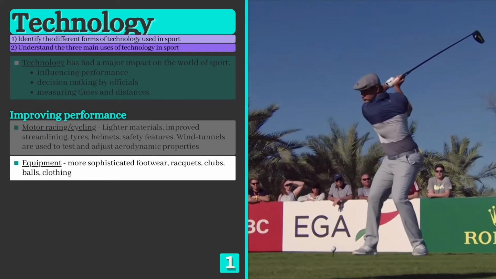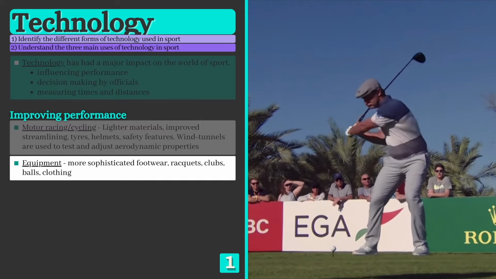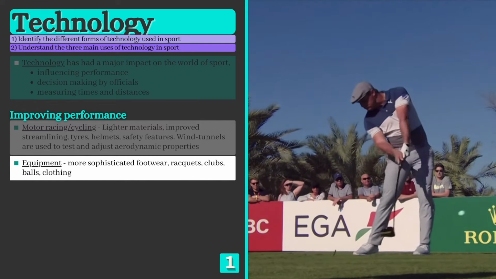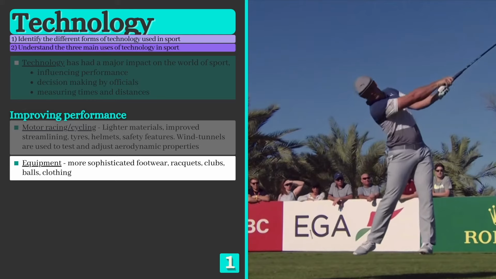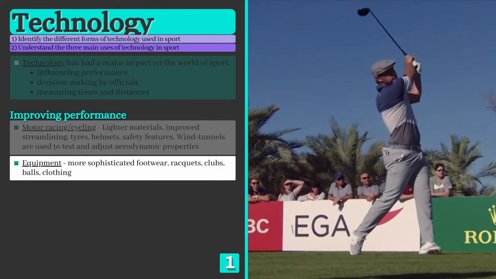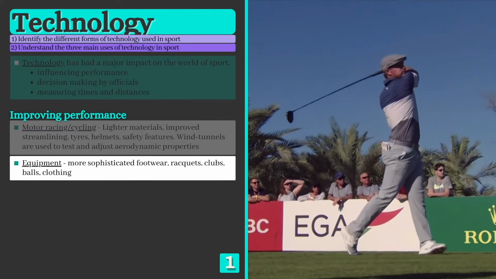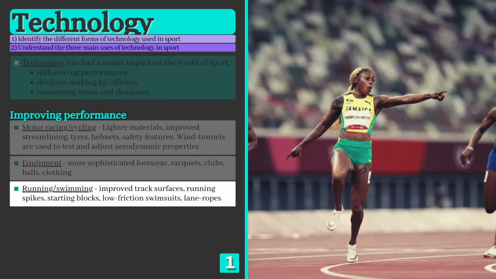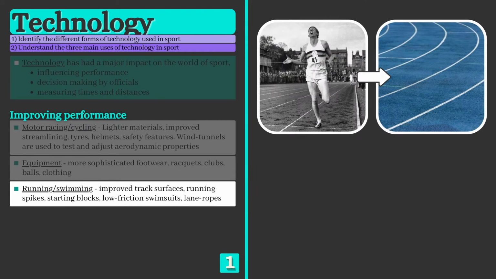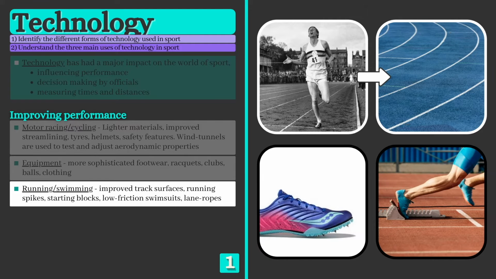For example, more sophisticated golf clubs and balls mean that the average driving distance amongst the PGA Tour increased from 257 yards in 1980 to around 300 yards today. In sprinting, middle and long distance running, records continue to be broken over time thanks to advances in track surfaces and the introduction of running spikes and starting blocks.